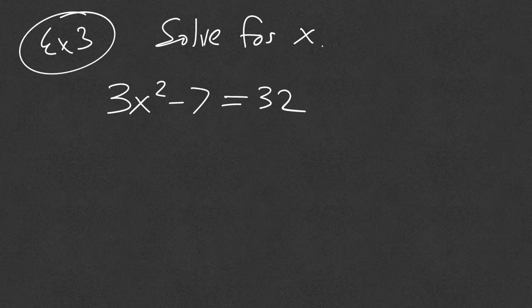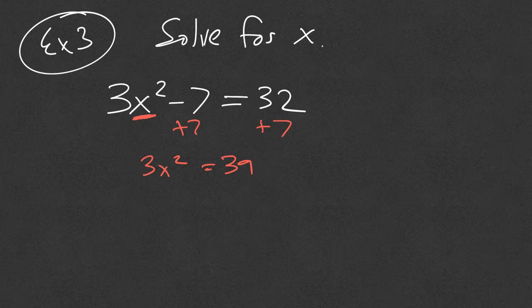What jumps out at me right away is there's no x term. 3x squared minus 7 equals 32. There's no x term, so I can solve it with square roots. When I solve it with square roots, I want to get the x squared, or the squared piece, alone. So I'm going to add 7 to both sides. I get 3x squared equals 39.